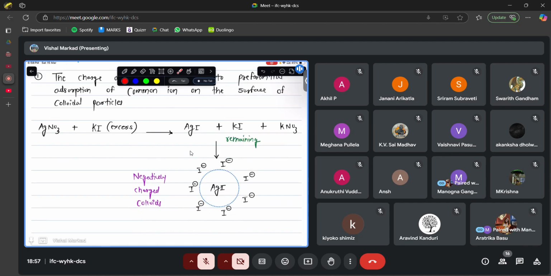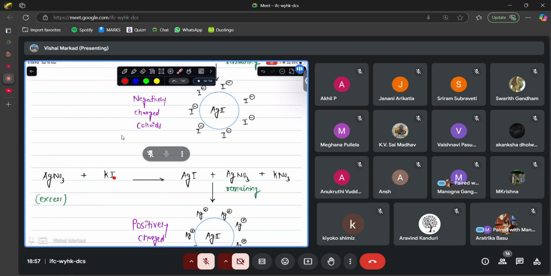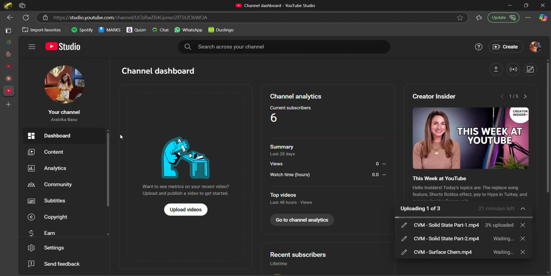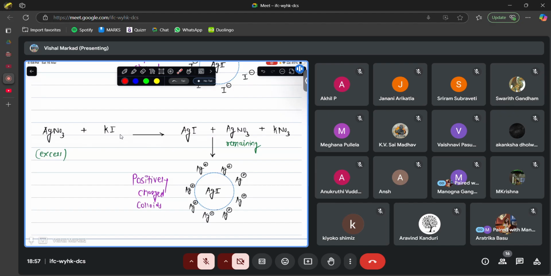Now in this case KI was taken in excess. Look at another case. This time we are taking AgNO3 in excess. What will form? Again, iodine has higher affinity for Ag, so it will form AgI. Then again KNO3 will form, and AgNO3 is remaining. Now AgI will form. What is the common ion here? Ag. So Ag will accumulate on the surface, so the particle will have positive charge. This is called a positively charged colloid. Clear? So colloids will have charge.